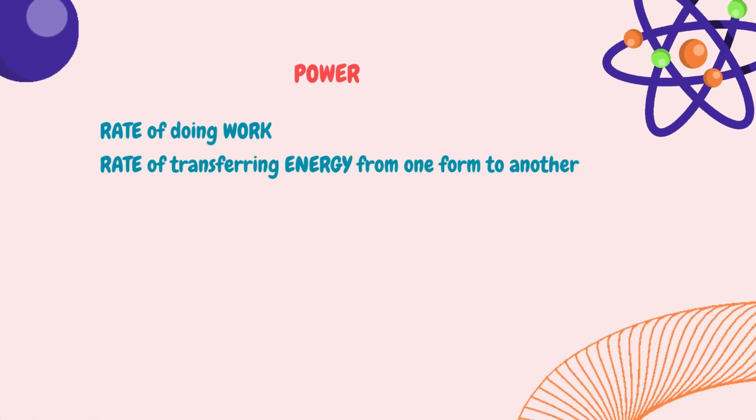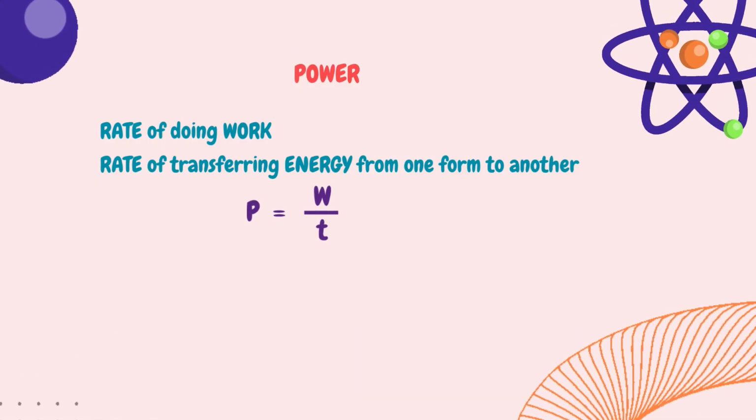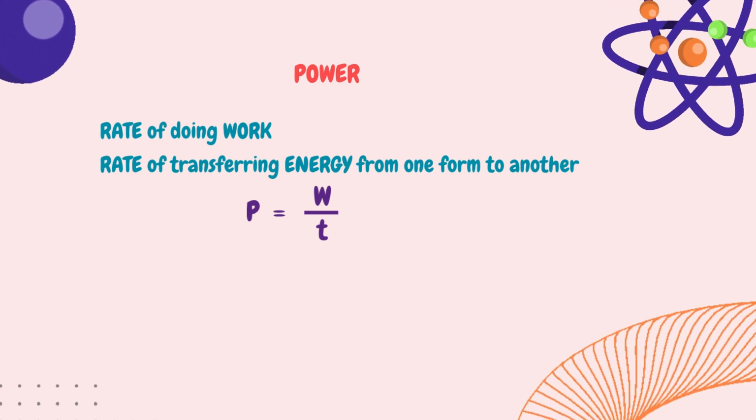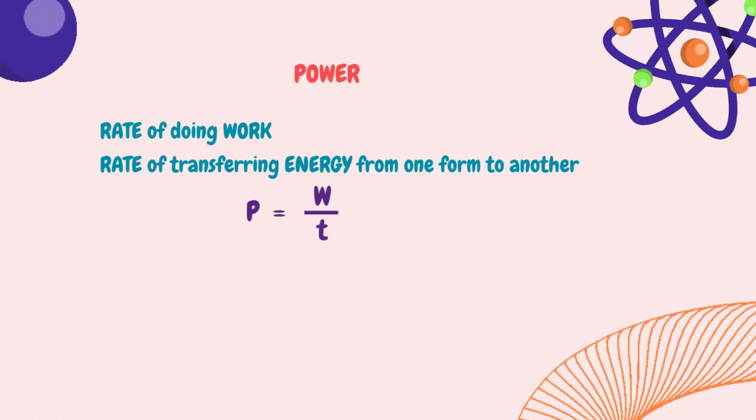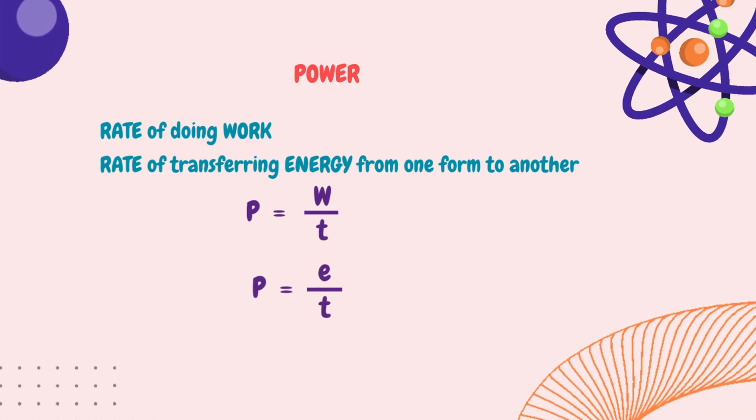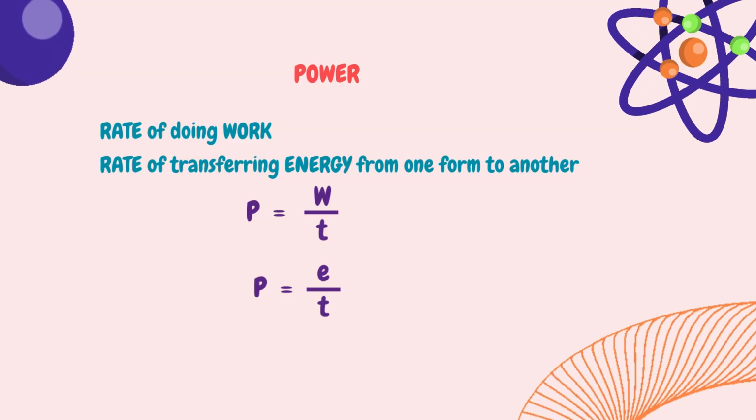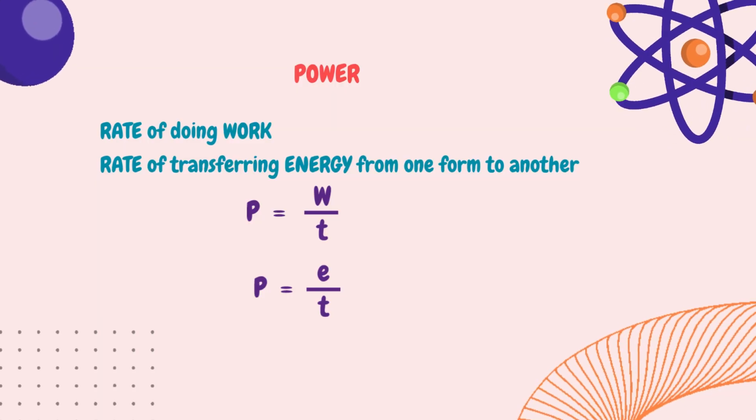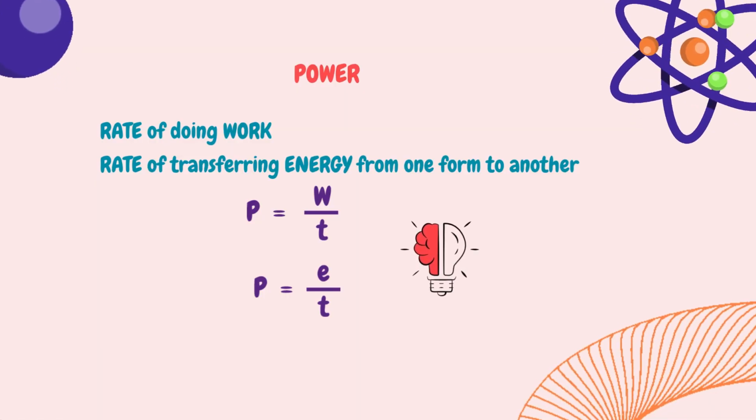Power is mathematically expressed as P is equal to W over T, where W is work done and T is time. It is also expressed as P is equal to E over T, where E is energy transfer and T is time.